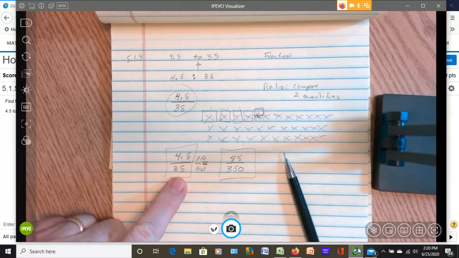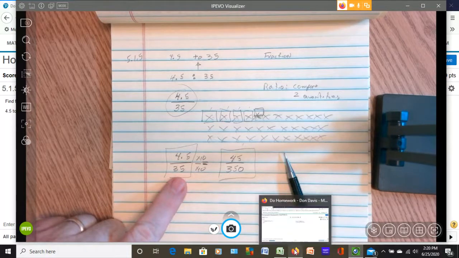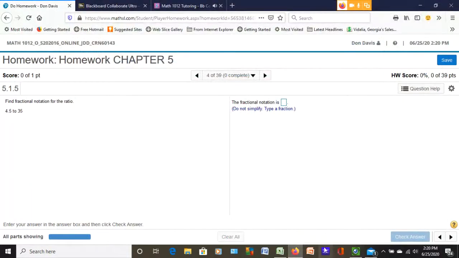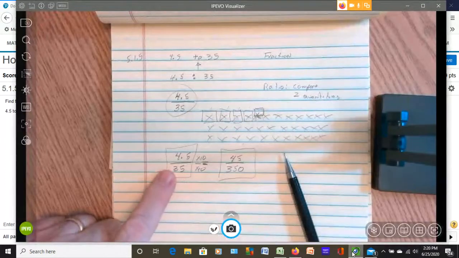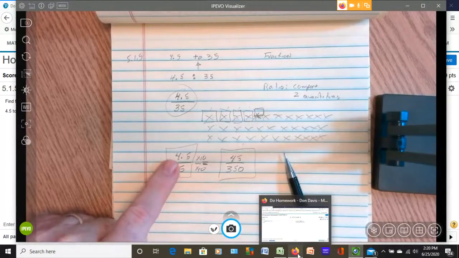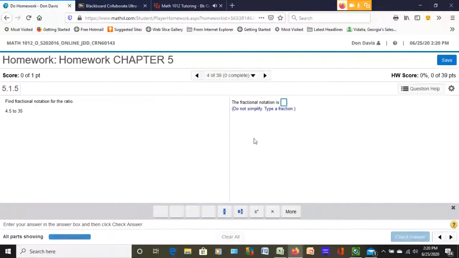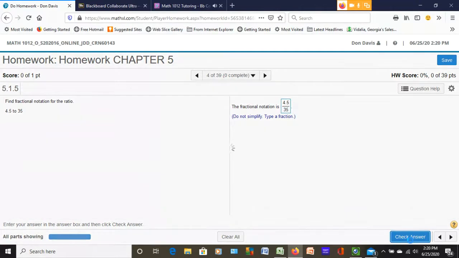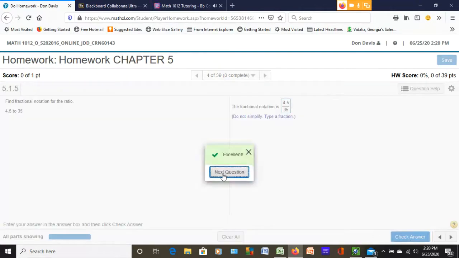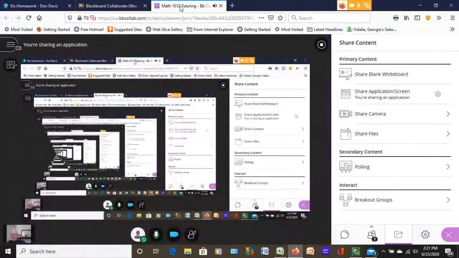So 4.5 over 35, I said that wrong. 4.5 over 35 is what Mathematics5 wants. So 4.5 over 35, and check our answer. And they say, next question. Okay, so we did pretty good on that, didn't we? I think so.